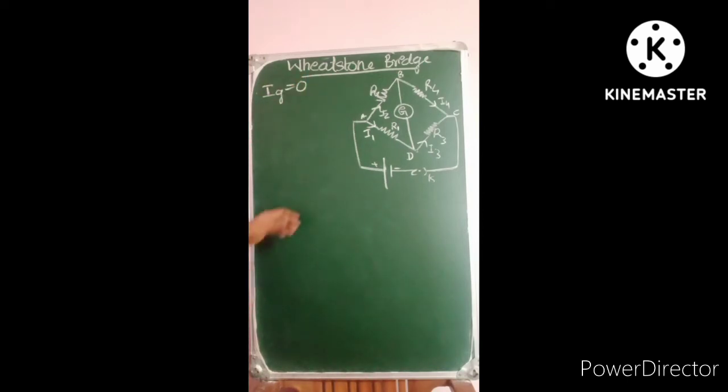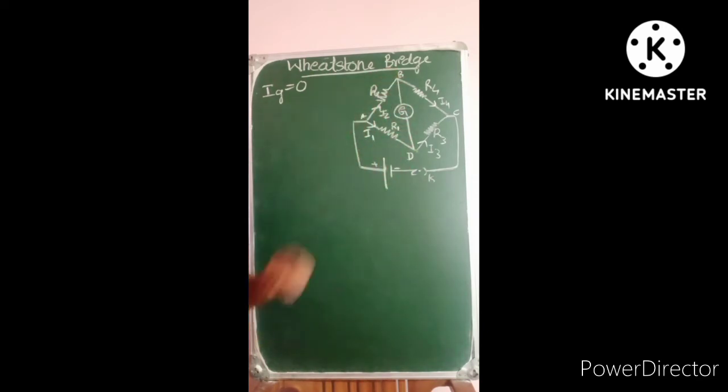Coming to the construction of the Wheatstone Bridge, it consists of four resistors, R1, R2, R3 and R4, placed across the diagonally opposite points A and C. The source, called the battery, is connected between these points, and the galvanometer G is connected between the B and D arms. This arm is called the galvanometer arm.